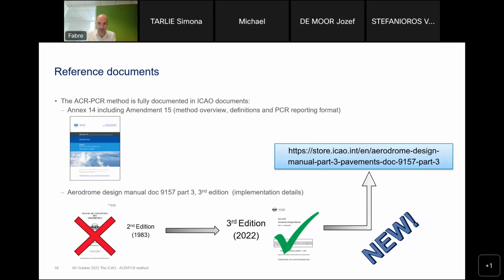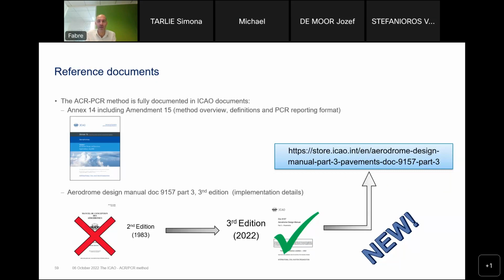I made a typo, not a third ND, but a third edition. This edition was completed in November 2020 in reality, but it has been published only in July this year, because usually ICAO publishes its manuals and annexes with the full package of the six different ICAO official languages. And in that case, because of COVID-19, they took some delays. So this is the reason why, for the time being, we have only the English version.